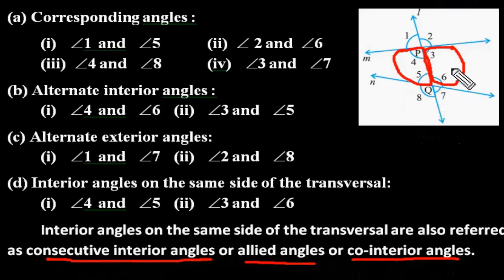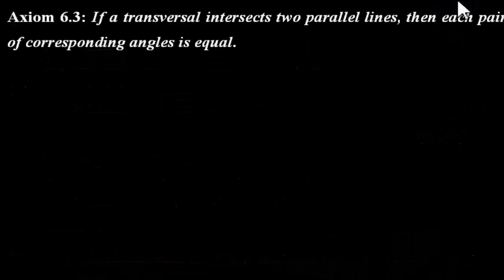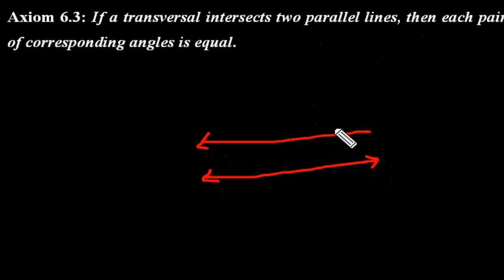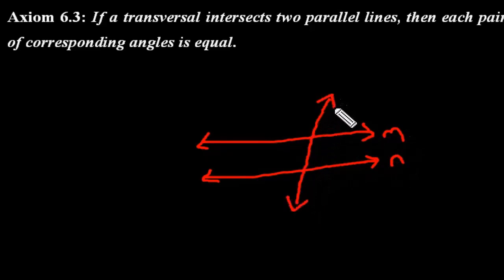Now let us move to axioms. Axiom 6.3. If a transversal intersects two parallel lines, now it's given that it's parallel lines. In the earlier section I said that the two lines M and N were not parallel. Here these two lines are parallel. When a transversal line intersects these parallel lines, then their corresponding angles will be equal.